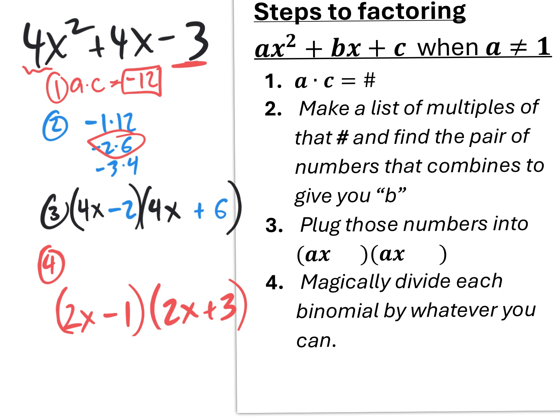If you were to distribute 2x times 2x, it would give you the 4x squared. 2x times 3, it'll give you 6x. -1 times 2x is a -2x. The -2x plus that 6x will give you that middle term, +4x. And then -1 times +3 will give you that -3 at the very end. Anyways, that's how to factor.